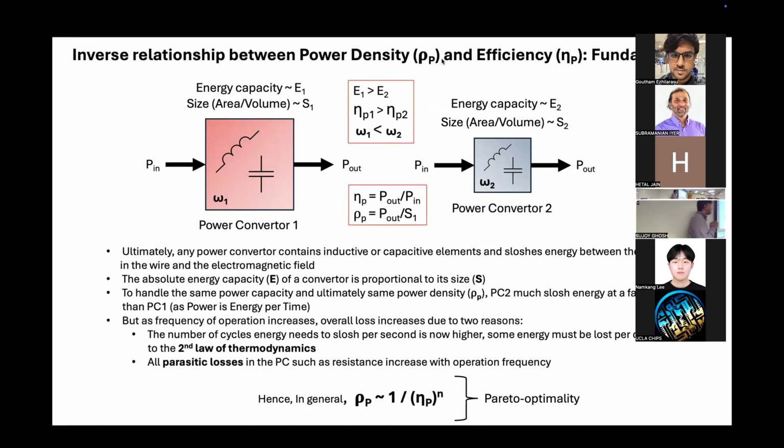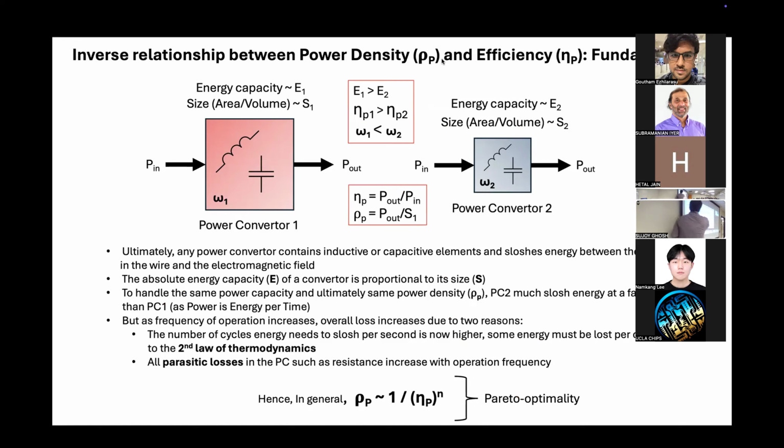Let me talk a little bit about why, when the power density of any converter goes up, the efficiency falls, and vice versa. This is not applicable only to transformers; it applies even to buck converters. So this is going to be a very hand-wavy argument, but I think it's a good way to understand this problem. Imagine you had two power converters.